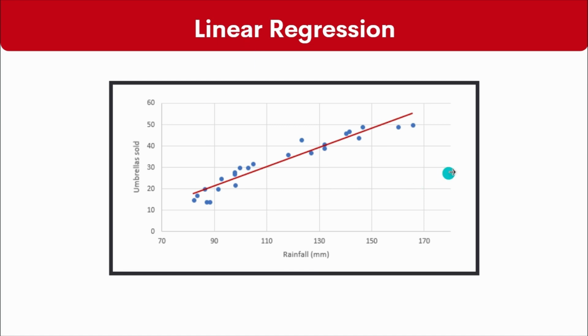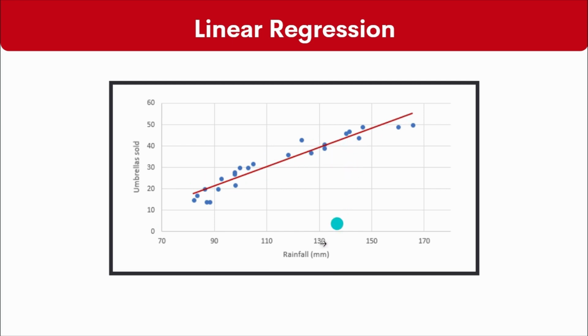When you give it to your linear regression, it tries to fit a line in the scatter plot. See here, for example, when the rainfall is 80 millimeters, the umbrellas sold is around 15. And when the rainfall is around 100 millimeters, the umbrellas sold is around 30. So we can see a trend here, right? When the rainfall increases, the umbrellas sold also increase. So now you are fitting it in a straight line.